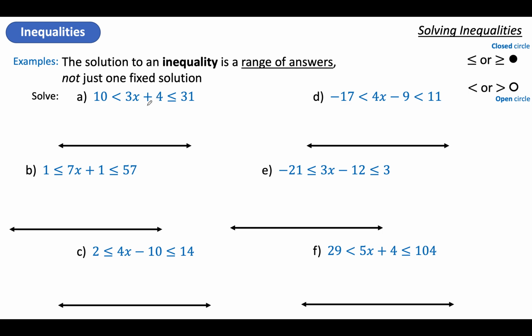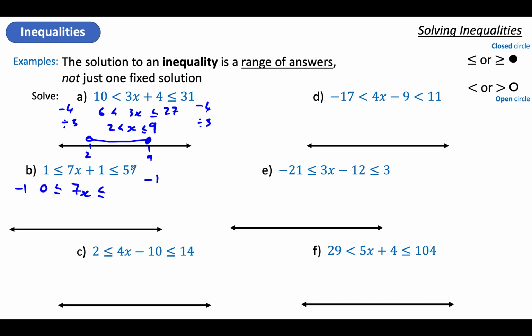Right, first thing you can do is take away 4 from all the parts. So 6 is less than 3x, which is less than or equal to, that's going to be 27. And the next step is divide by 3 to get 2 is less than x, which is less than or equal to 9, because 27 divided by 3 is 9. So two boundaries, 2 and 9, open circle on 2, filled in circle on 9, because there's an equals. Draw a line. Right, here, take away 1 from all three parts. 1 take away 1 is nothing.